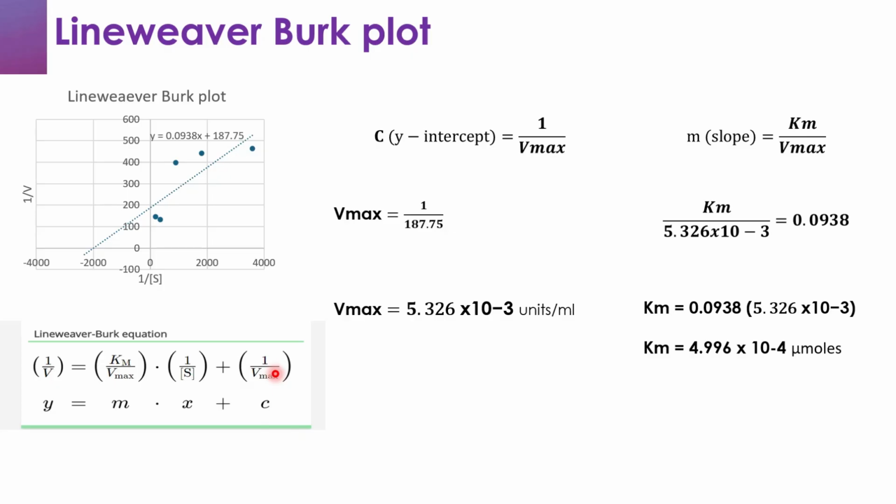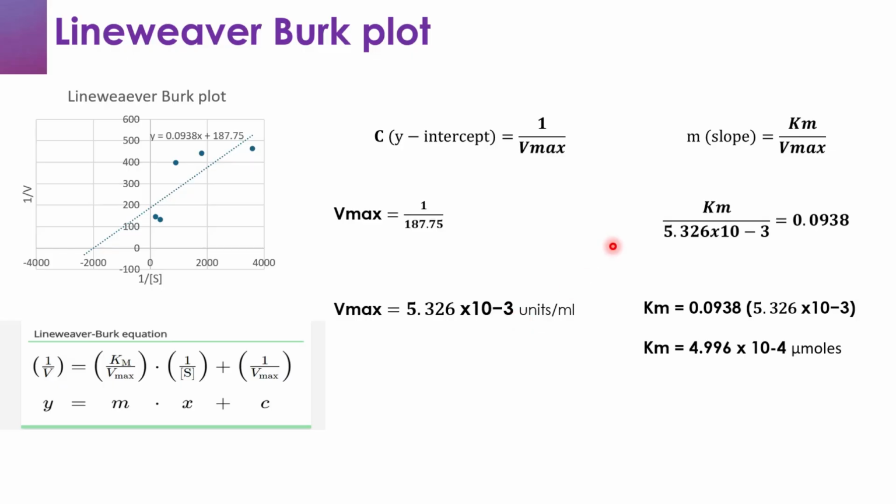So if you equate 1 over V maximum to the intercept over here, 187.75, and we make V maximum the subject, we will get V maximum to be equal to 1 divided by the intercept, which is 187.75. If we solve for this, we will get our V maximum to be 5.326 times 10 exponent negative 3 units per mole. So this is our V maximum for our PNPP in the enzymatic reaction.